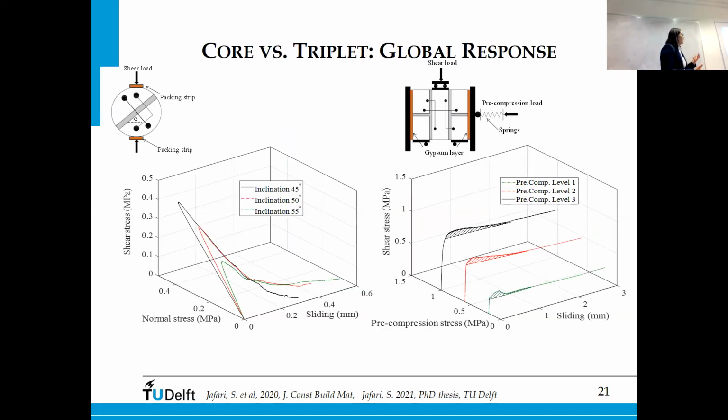Just to understand the difference between these two types of tests: the main difference is that in the core testing, we don't have this constant lateral pre-compression, but the normal stress component will vary together with the shear one. So when evaluating the Coulomb friction criterion, we take the pair of shear stress and normal stress at the peak.